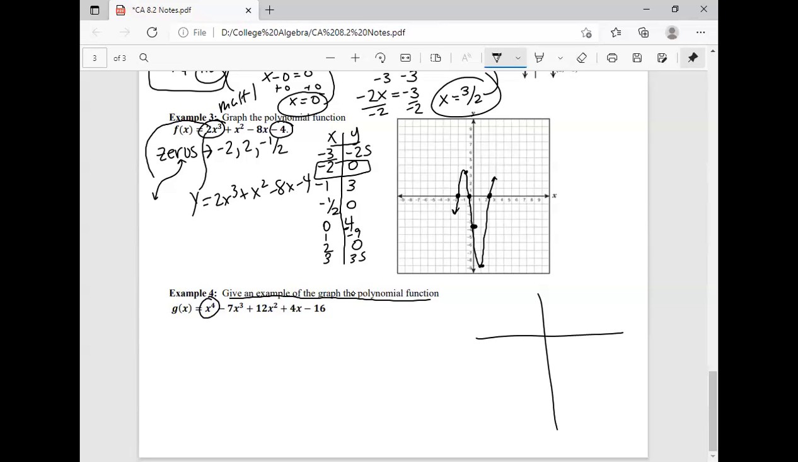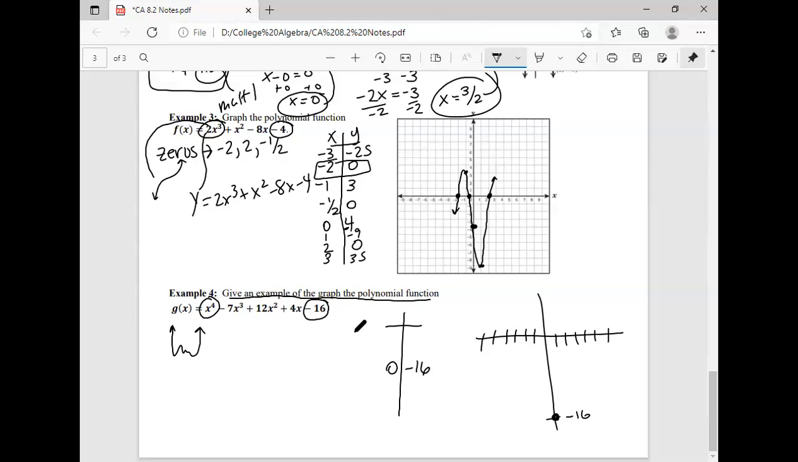The number in the front is positive, so whatever this does in the middle, we don't know, but it's going to be facing up. Okay, we know that. We know also that this thing has a y-intercept, so when x is 0, y is -16. And like I said, I'm not making a perfect graph here, so I know there's a point down here at (0, -16).